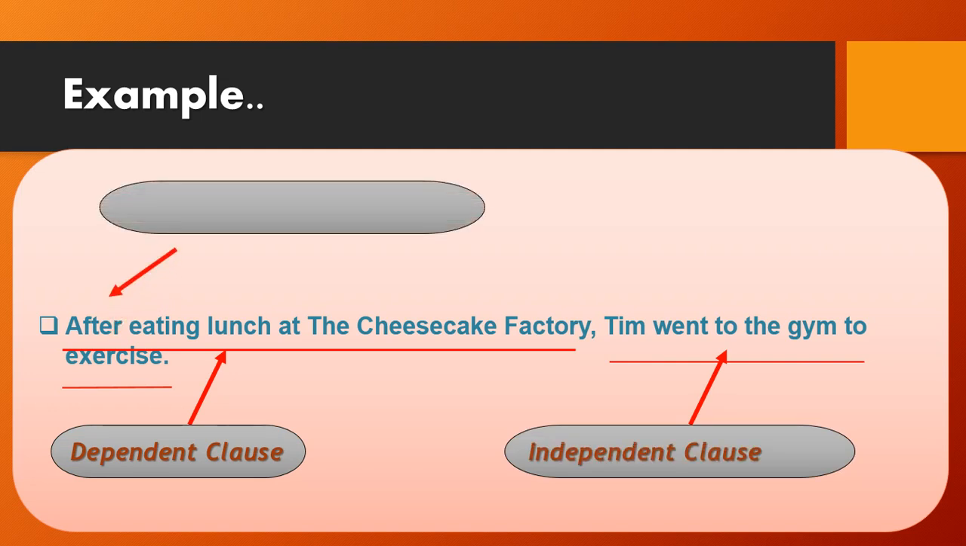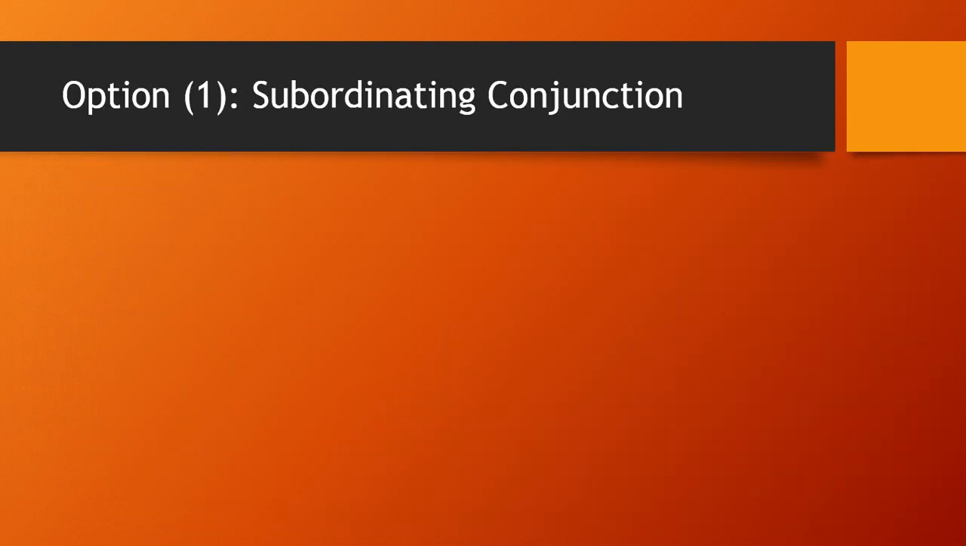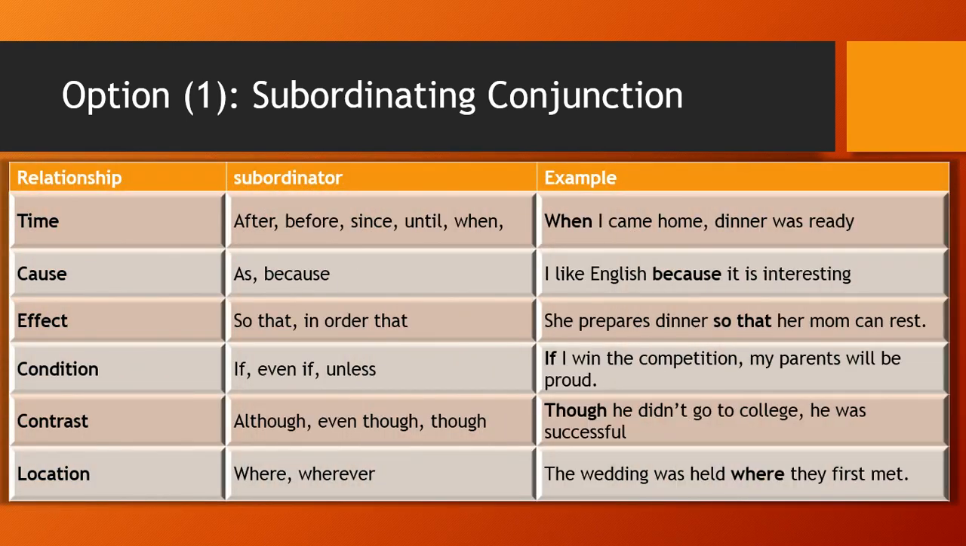And it can stand alone by itself. After here is one of the subordinating conjunction. Let's read the subordinating conjunction in more details. I have here a lot of subordinating conjunctions and their relation. What do they support?